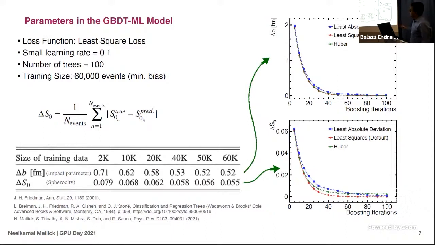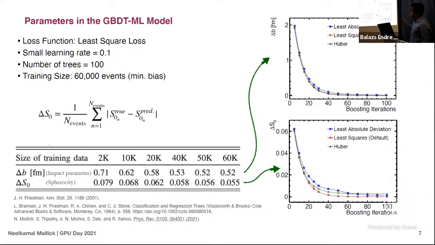Then we calculate the system size dependence. When we increase the number of events, we see that the training accuracy increases, and at a certain point the training accuracy saturates. At this point we stop and take that 60,000 events are enough to train the model.